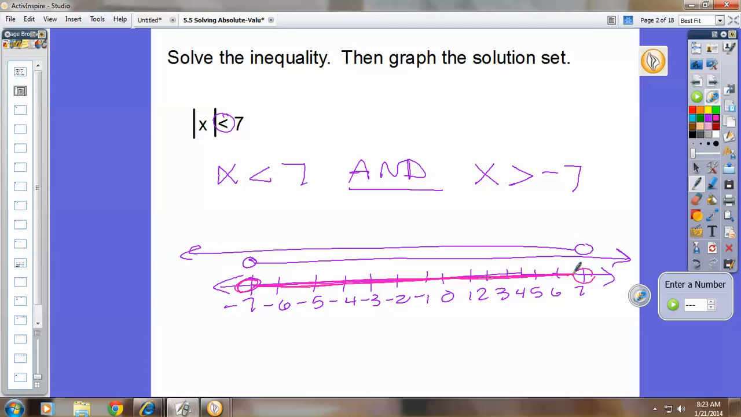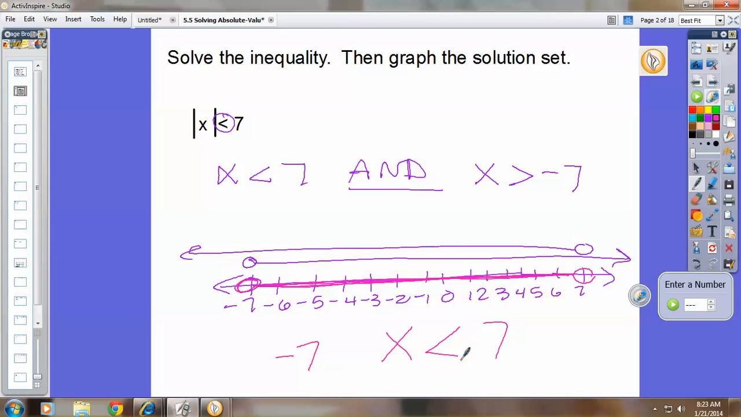Now, in addition to the graph, we need to write a compound inequality that's describing this piece right here. So we're going to say that all of our solutions x are between what two numbers? -7 and +7. Let's start with x and +7. Is x bigger than 7 or is x smaller than 7? So what symbol would I use if it's smaller? Could it be equal to 7? No, because we have an open circle.